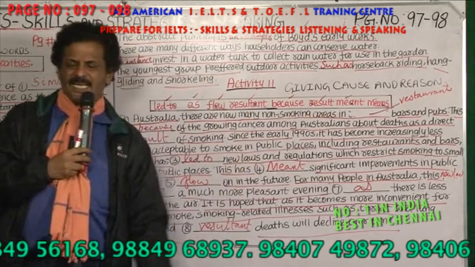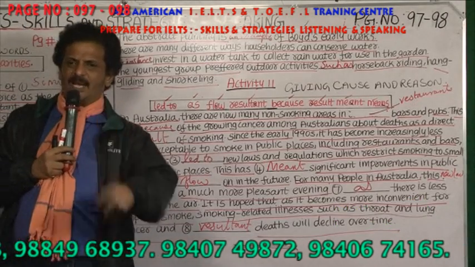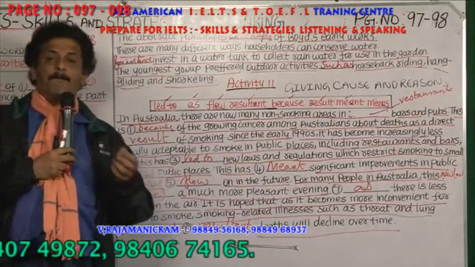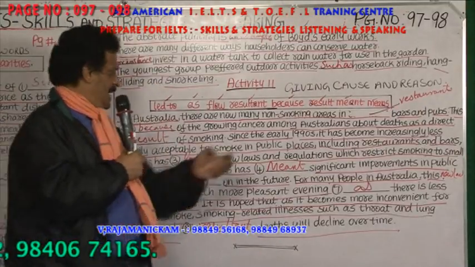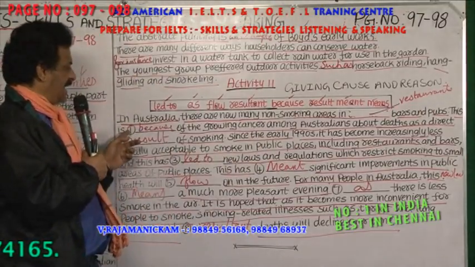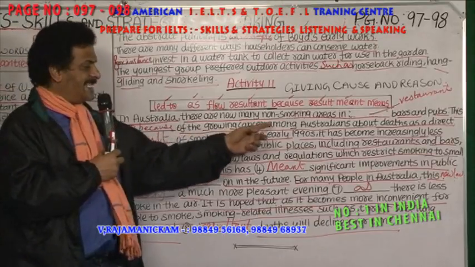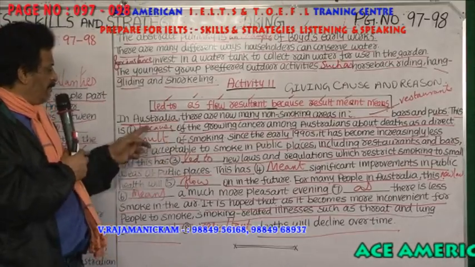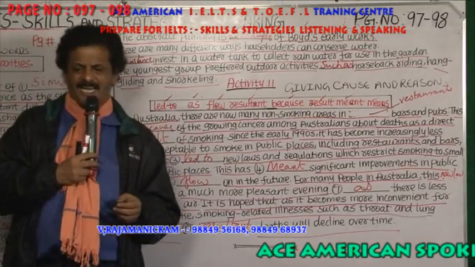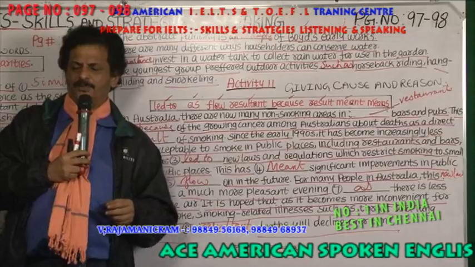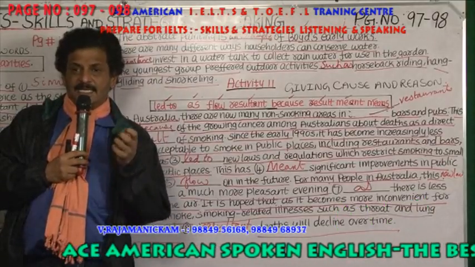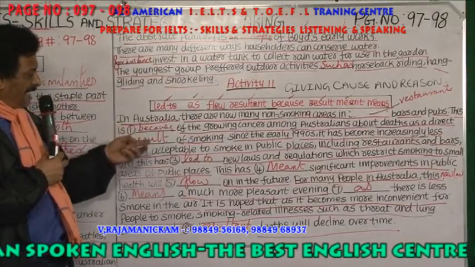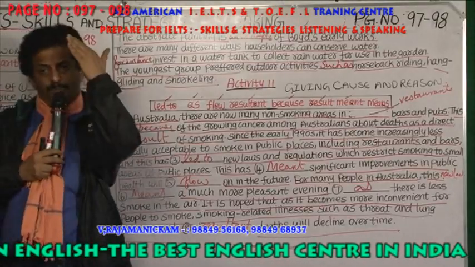ஸோ இங்கே பார்த்தீங்கன்னா, in Australia there are now many non-smoking areas, restaurants, bars and pubs. ஆஸ்திரேலியாவிலே இன்று புகைப்பிடிக்கக்கூடாத இடங்கள், உணவு விடுதிகள், பார், மது அருந்தக்கூடிய இடங்கள், பப், ஆட்டம் ஆடக்கூடிய இடங்கள். இது ஏனென்றால், because of the growing concern among Australians about death as a direct result of smoking, because, result போட வேண்டும். ஏனென்றால் பொது இடத்திலே புகைப்பிடிக்கக்கூடாது, இன்று கேன்சர் வந்துவிடுமோ என்ற ஆபத்து, அதன் காரணமாக அதன் விளைவாக புகை குடிப்பதை கட்டுப்படுத்துகிறார்கள்.